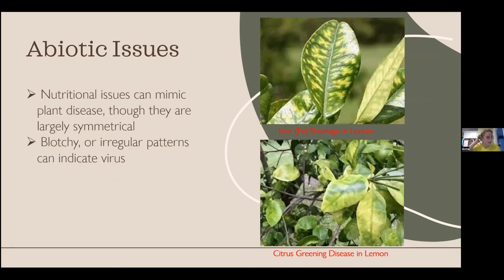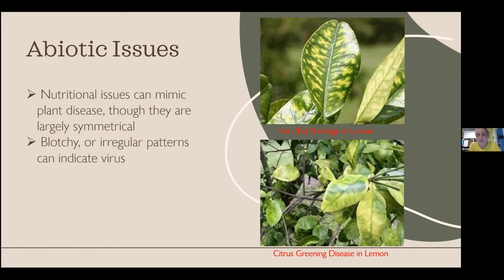Abiotic issues can mimic plant disease. Most of them are going to be symmetrical. So if you take that top leaf, I have a slide coming up next that explains a little bit more of this, and you fold it along that central middle leaf vein, it's roughly symmetrical on each side, right? The yellow parts and the green parts. It's almost like opening a book and closing a book with the same picture on both sides of the book. If you get into some mottling of the leaves and they're blotchy or irregular patterns, that's usually indicative of a virus.